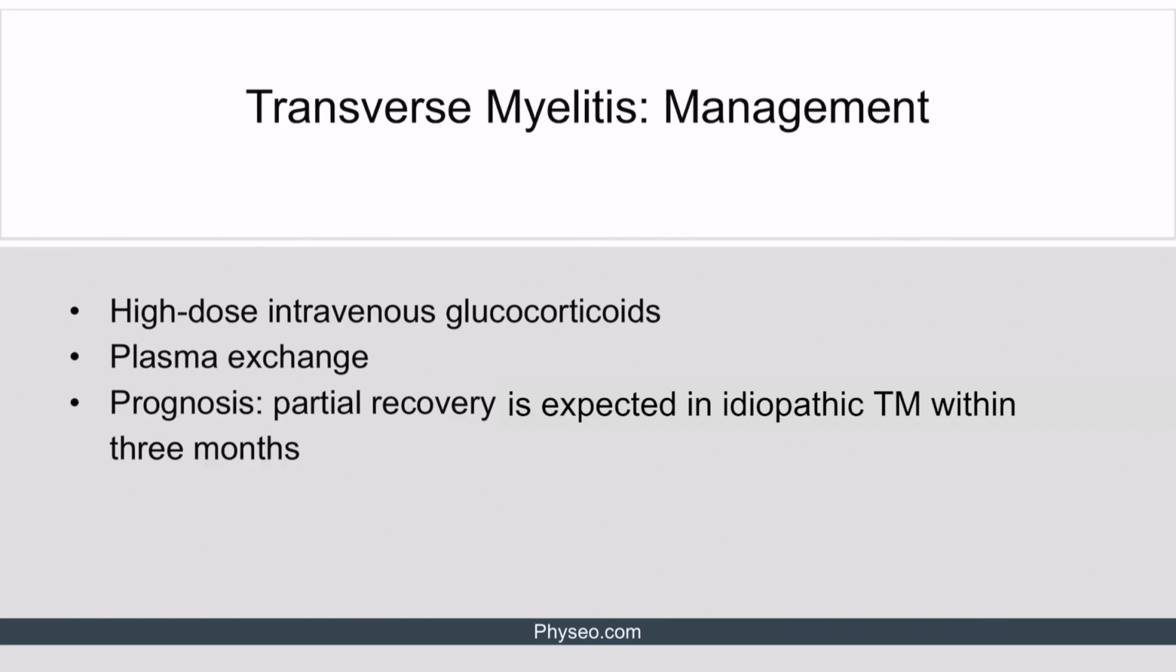When the diagnosis of acute transverse myelitis is established, high-dose intravenous glucocorticoids should be administered. Plasma exchange may also be considered, especially when there are motor deficits. The prognosis includes partial recovery in most idiopathic cases within 3 months.